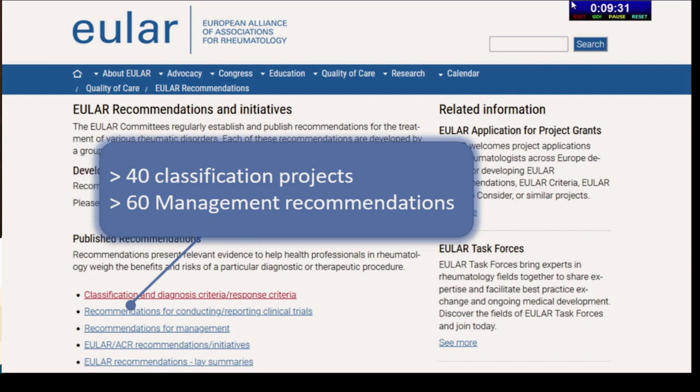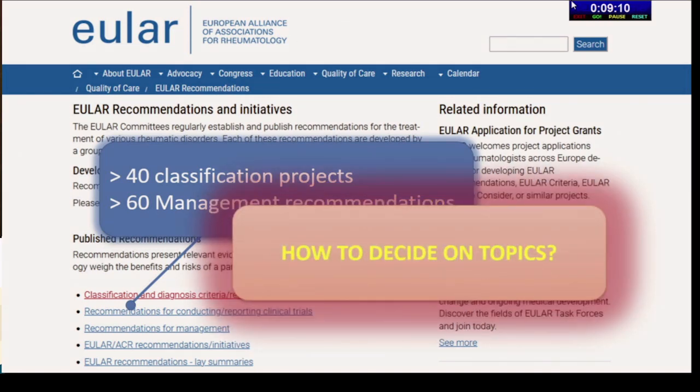More than 40 classification projects and more than 60 management recommendations and points to consider. So a large number of guidance documents, some outdated and updated, depending on the dynamics in the respective field, of course. So how do we in EULAR decide on topics? If everyone in the community can propose something, you can imagine that the most important issue is how to decide what is important.